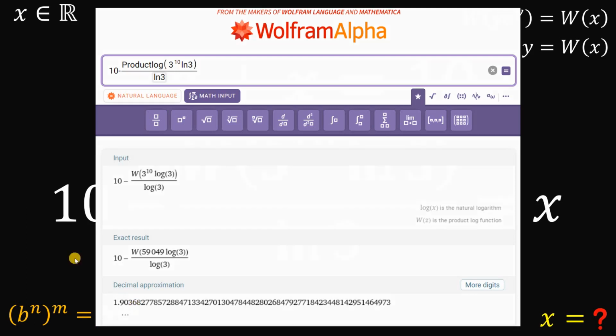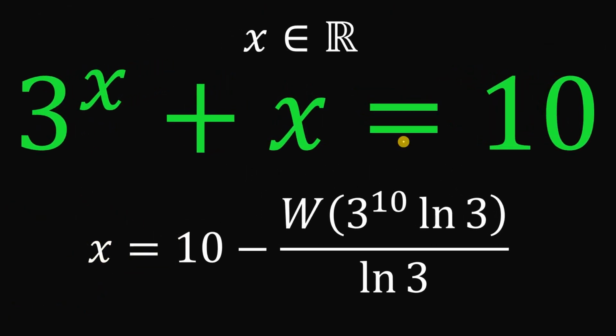Therefore, given this equation, 3 raised to the power of x plus x equals 10, wherein x is a real number, then the value of x must be equal to 10 minus W, or the Lambert W function, of 3 raised to the power of 10 times ln 3, over ln 3. And as always, we are done.